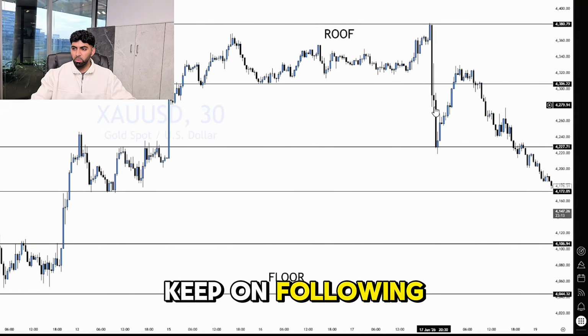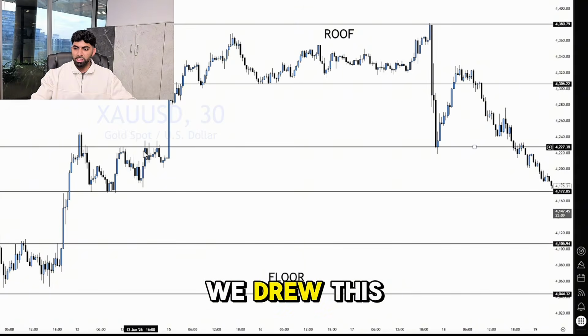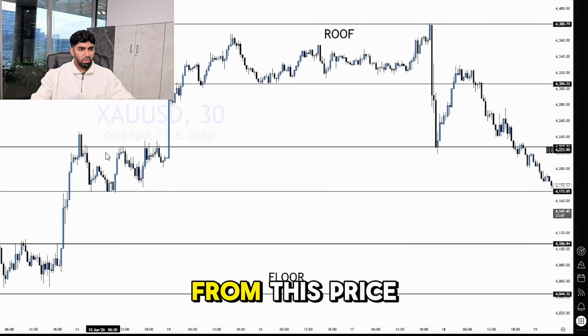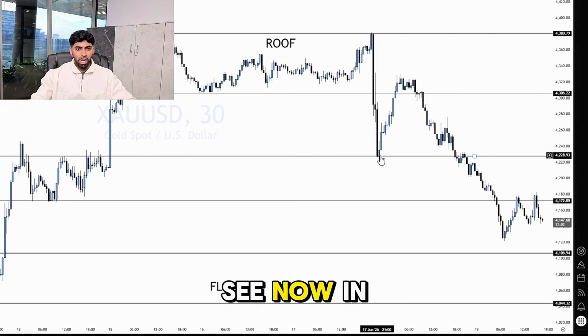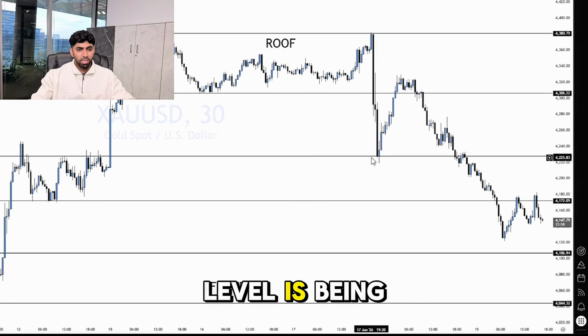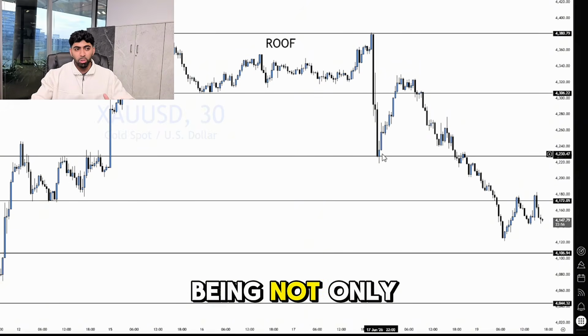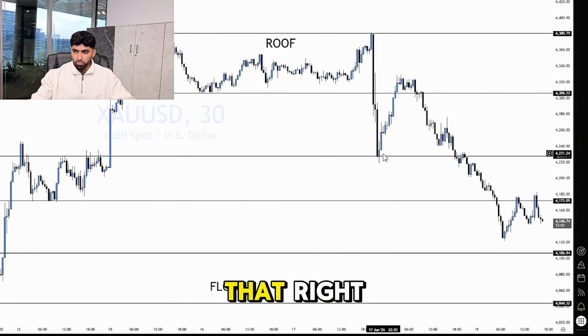Keep on following. You see the price came, and look at this, how beautiful it is, right? We drew this level over here from this price action where the market was rejecting over here, and you can see now in the more recent price action, the exact same level is being tested, and it's been not only tested, but also respected. How beautiful is that, right?